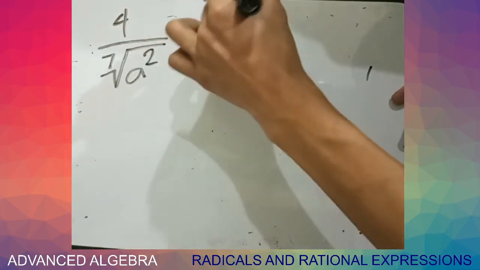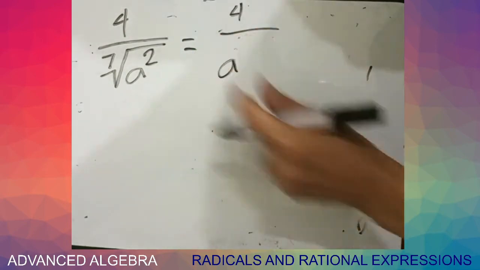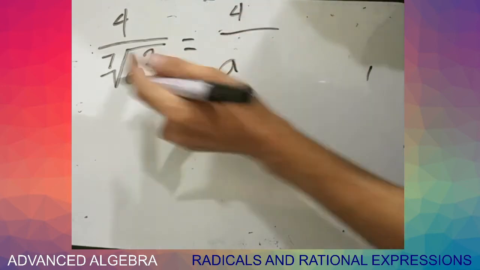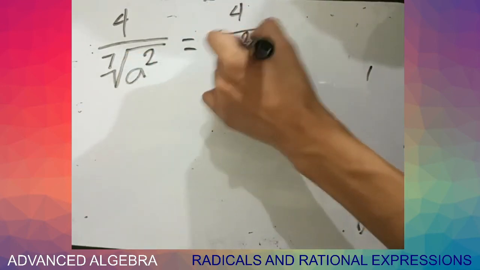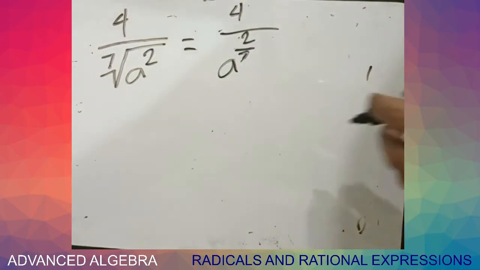Okay, kopyahin lang natin si 4. Next, a. Tapos, si 7 magiging denominator ng exponent. Tapos, si 2 magiging numerator. So, 2 over 7. Okay? So, i-simplify muna natin to ha.